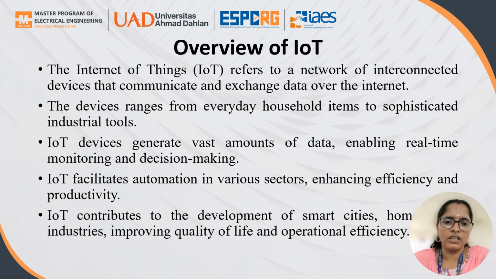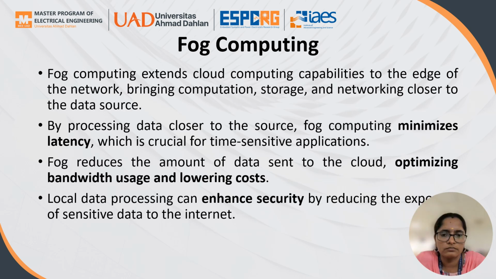Overview of IoT. The Internet of Things refers to the network of interconnected devices that communicate and exchange data over the Internet. These devices range from everyday household items to sophisticated industrial tools, and they generate vast amounts of data which enable real-time monitoring and decision making. It also facilitates automation in various sectors, which enhances efficiency and productivity. Overall, IoT contributes to the development of smart cities, home automation, industries, and also improves quality of life and operational efficiency.